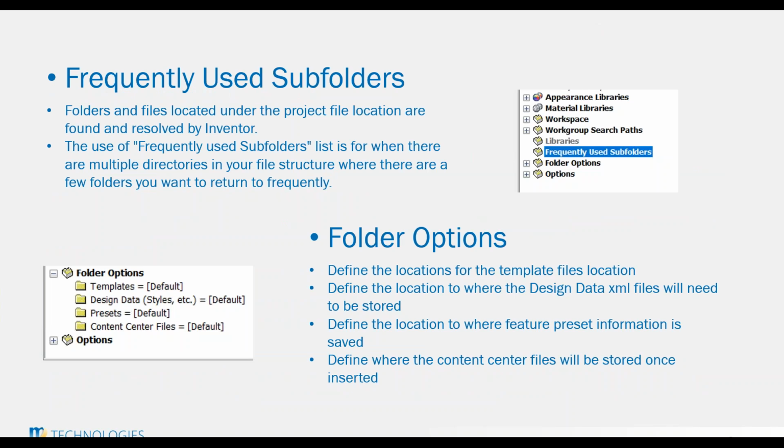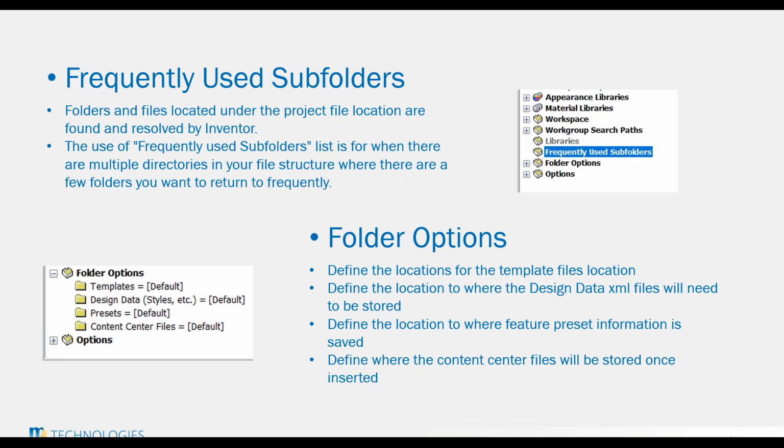And getting to the next one, which is the frequently used subfolders, this really only comes into play if, for example, you created your workspace out on the network, and in that workspace you have maybe tens or even hundreds of folders. Inventor will start to systematically go down the folders to find the files. So if your files are in a subfolder that is buried, say 50 folders deep, Inventor starts at the top and works its way down.